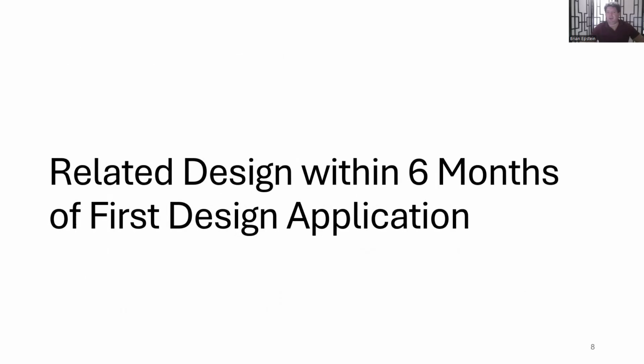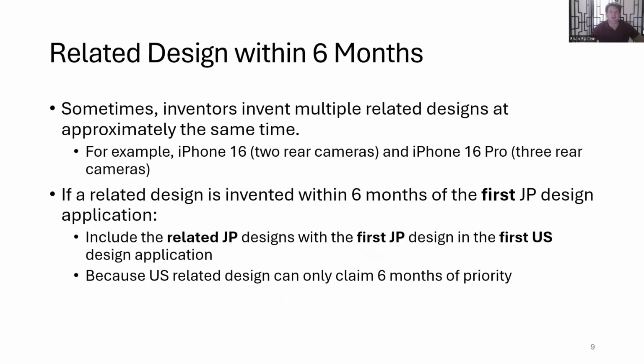So let's talk about a special case. This is the related design within 6 months of the first design application. Sometimes inventors invent multiple related designs at approximately the same time. I don't actually know that this occurred this way, but probably the iPhone 16 and the iPhone 16 Pro were finished at approximately the same time. Okay. And they do have different designs, right?